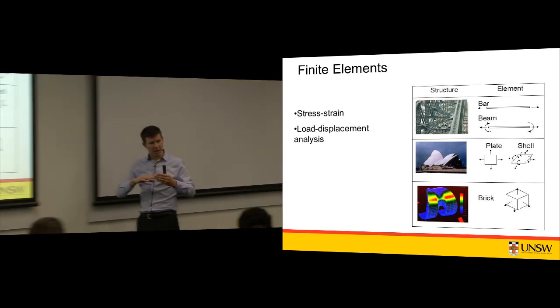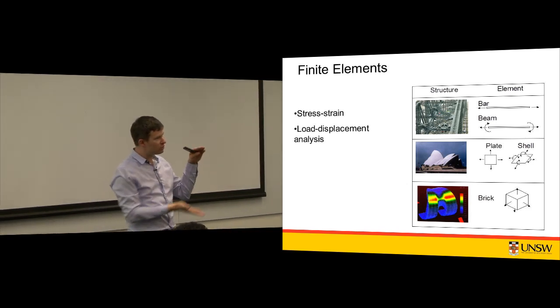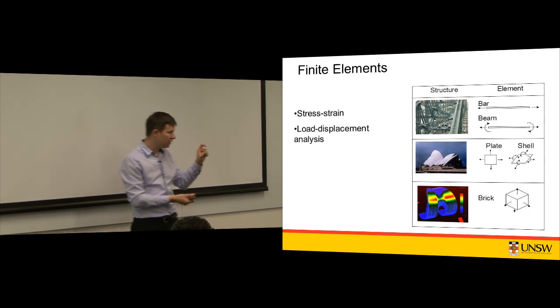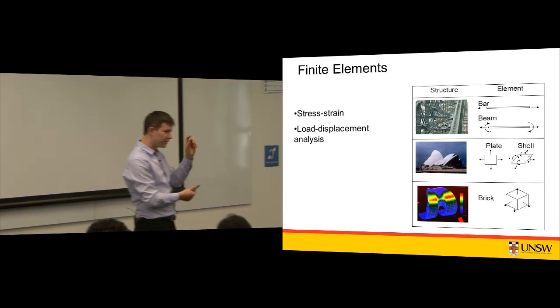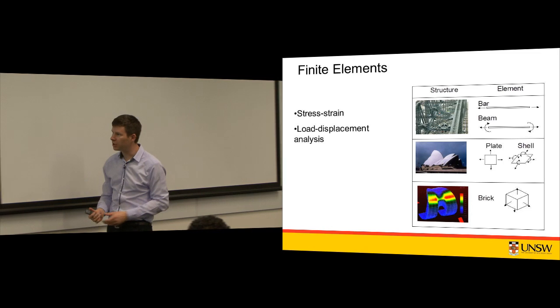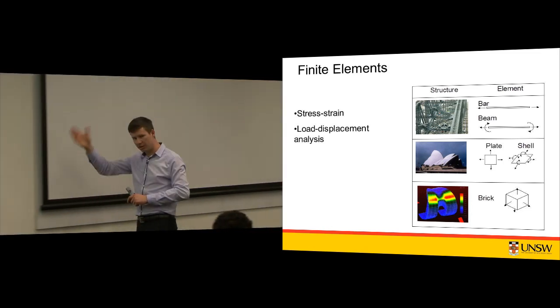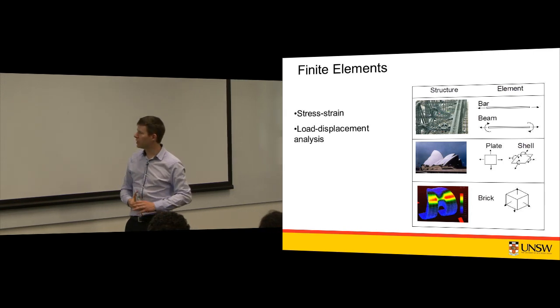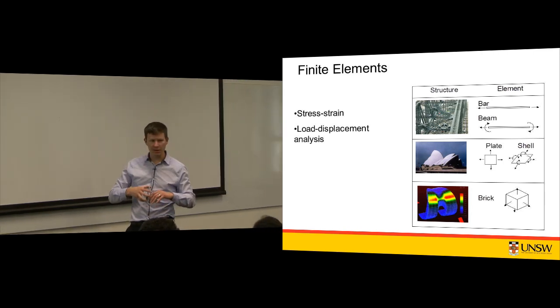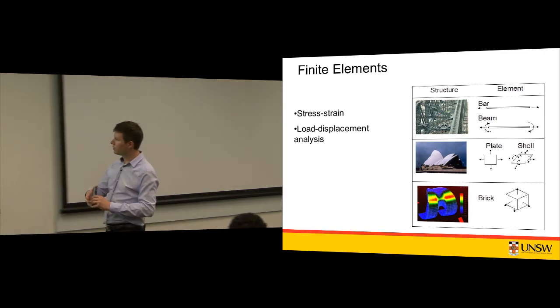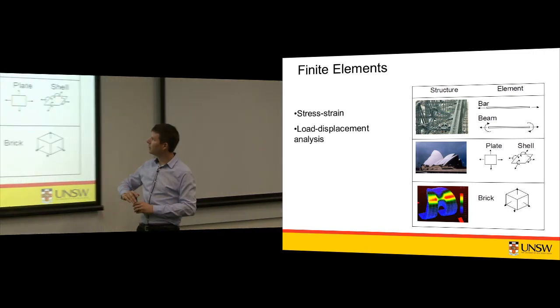Then you have objects that are large in two dimensions and small in the other dimension, which is to say you don't care about the property variation across the thickness of the object. Okay, and you can think of those as being two-dimensional objects, and we can say that those are plates and shells. Again, there's a difference between plate and shell, but we'll get there. And then you have objects that are thick, or the properties vary in all three dimensions, and we call them bricks.